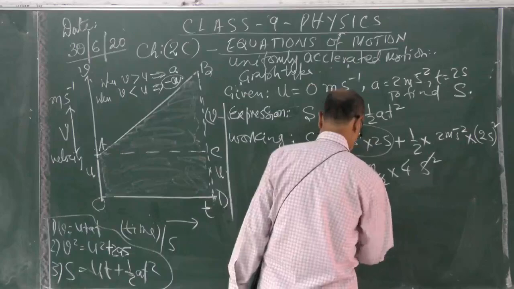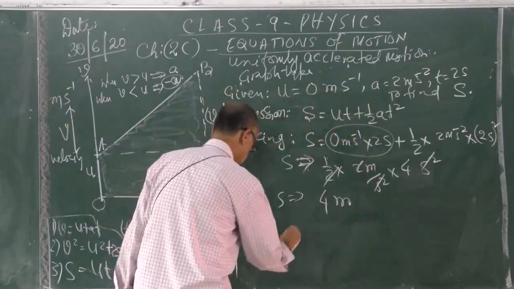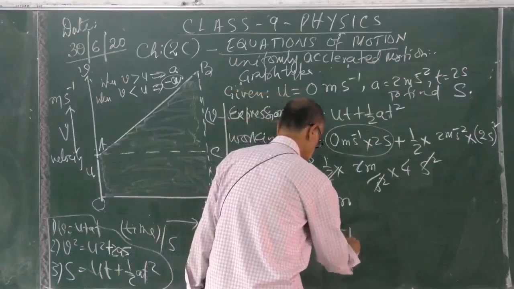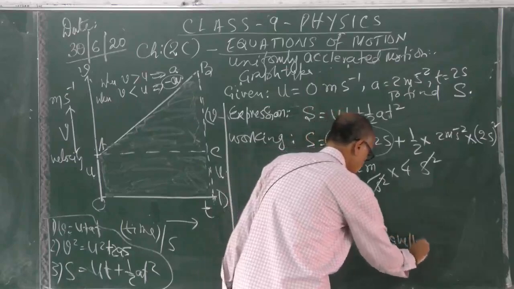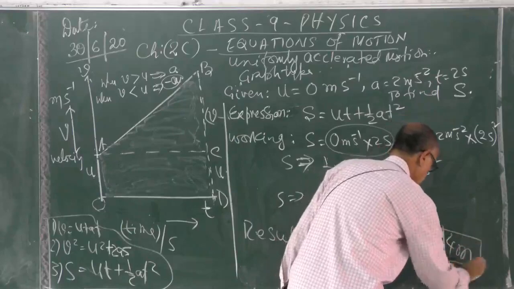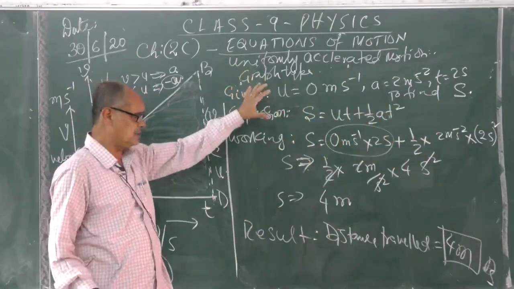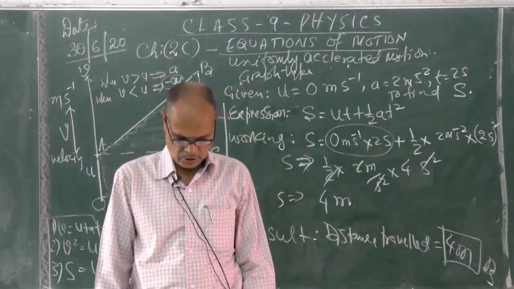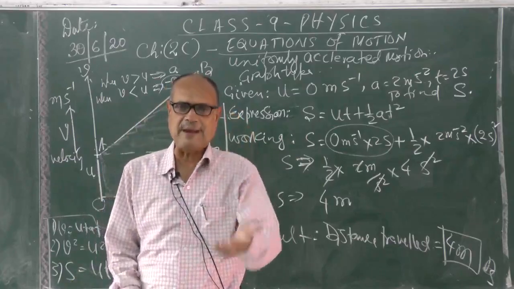That's why in your result, you have to declare the result. Result is: distance traveled is equal to 4 meter. Write the answer here. It was asked. I did it in a very lucid way, in a straight form. You will practice it.